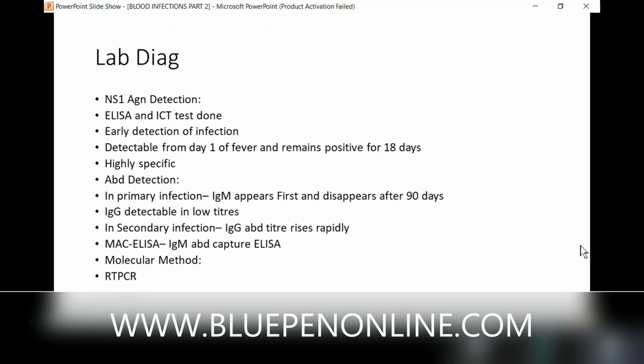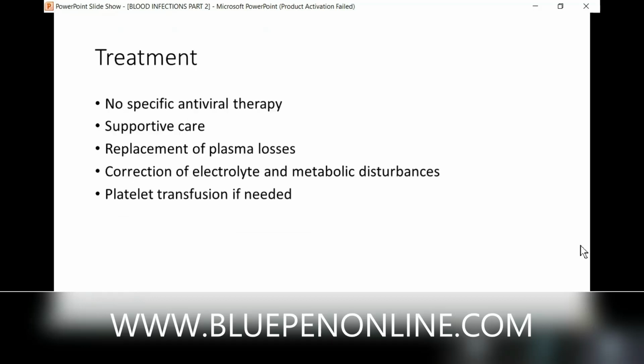I told you about primary infection and secondary infection. In secondary infection, it is the IgG which is detectable much earlier. IgG is actually present in the chronic stage. So the IgG antibody titer rises rapidly when there is a secondary infection. Another test we do is MAC ELISA, the IgM antibody capture ELISA. Then the molecular method we use is RT-PCR.